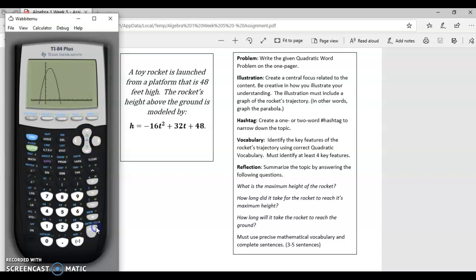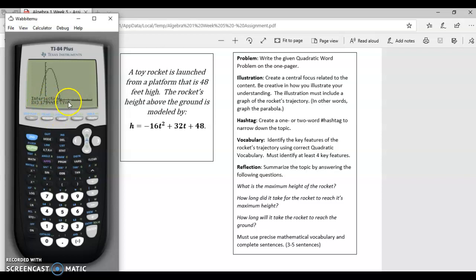Enter, enter, enter. And what that tells me is that it takes 3.18 seconds for my rocket to be at a height of 0 feet, meaning it takes 3.18 seconds after that rocket is launched into the air until it comes back down and hits the ground. So now we've answered all of these questions about a different equation, and so you should go back and do that on your own with your equation. Make it look nice and pretty on your one-pager.